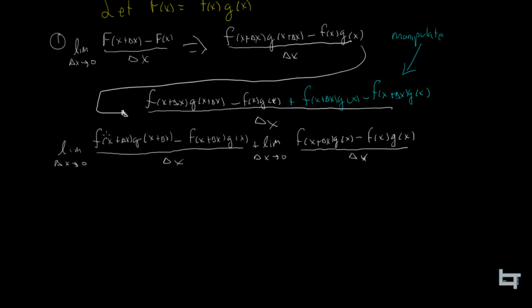Now from this, we have to look at what is in common. We see that f of x plus delta x is the one in common, so I'm going to rewrite this equation. I'm going to take f of x plus delta x out, and what's multiplied with that is g of x plus delta x minus g of x. And then make sure to always put it over delta x, of course.